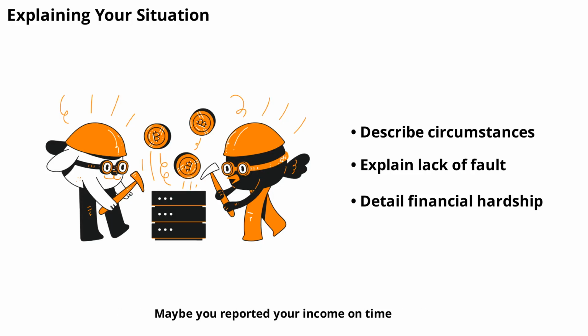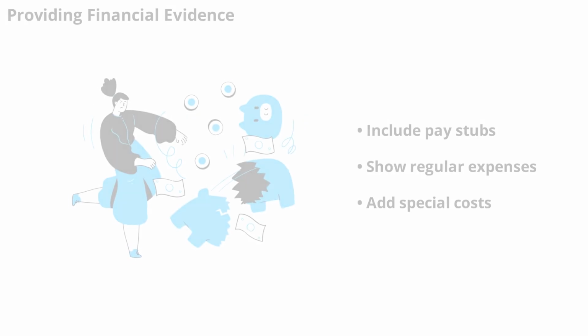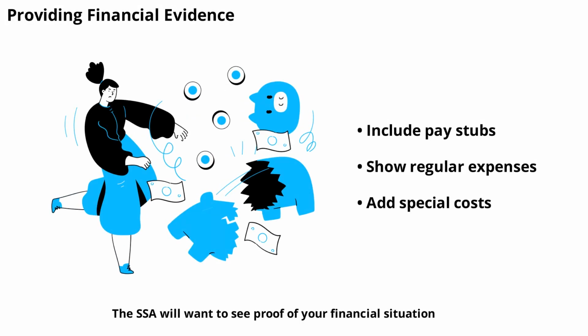Maybe you reported your income on time, or you didn't understand the rules. If repaying the money would cause you hardship, describe your financial situation in detail. The more information you provide, the better your chances. The SSA will want to see proof of your financial situation.